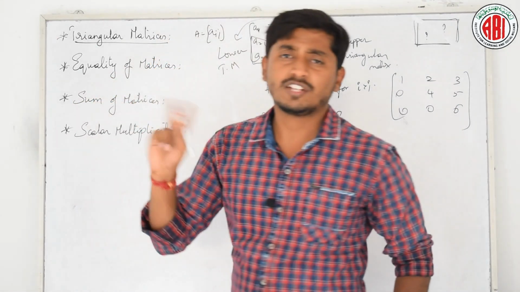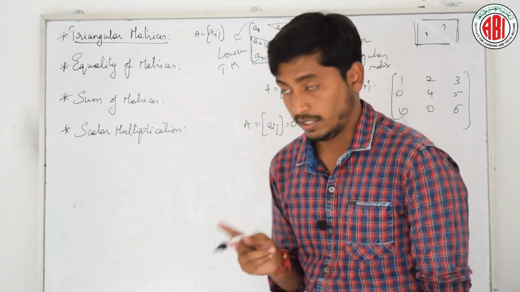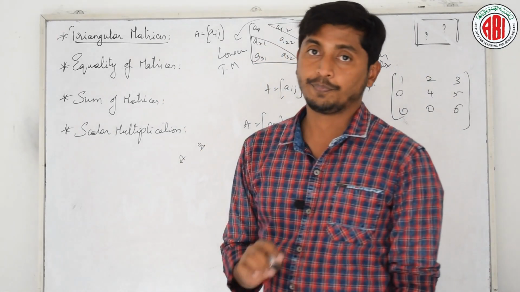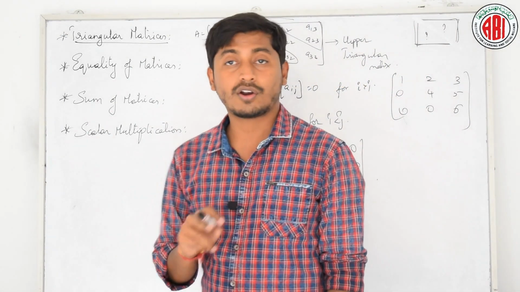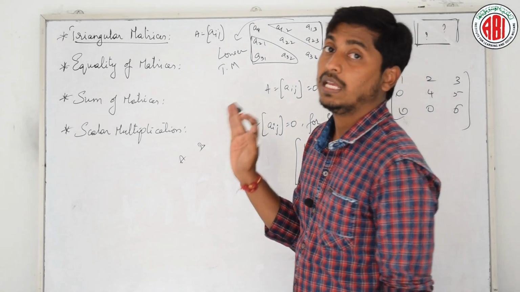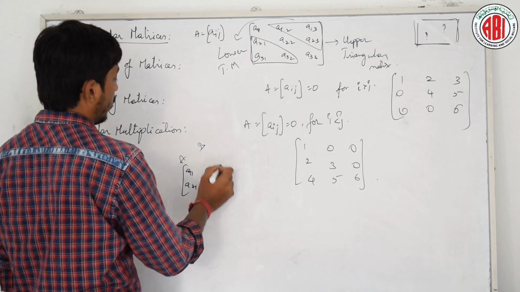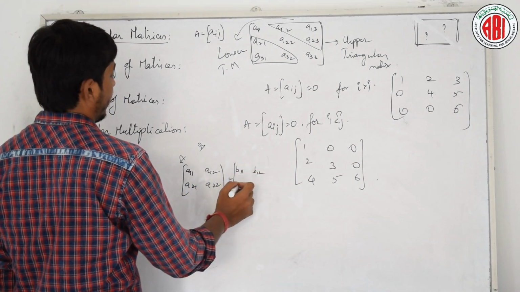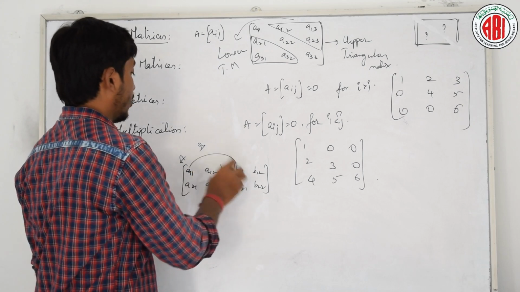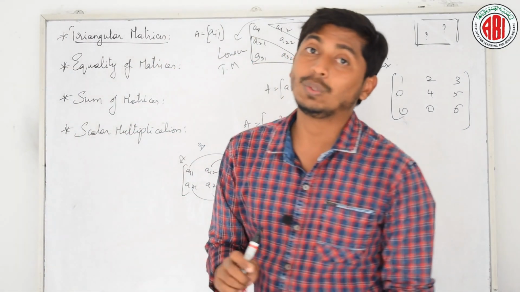Equality of matrices. When are two matrices said to be equal? The first condition we have to check is that the rows should be equal. For example, A and B are two matrices. First of all, we have to check whether the order of A is equal to the order of B. If yes, then each and every corresponding element should be equal. If A is the matrix a11, a12, a21, a22 and B is the matrix b11, b12, b21, b22, then the corresponding elements should be equal, these both and these both. Then only can we say these two matrices are equal to each other.